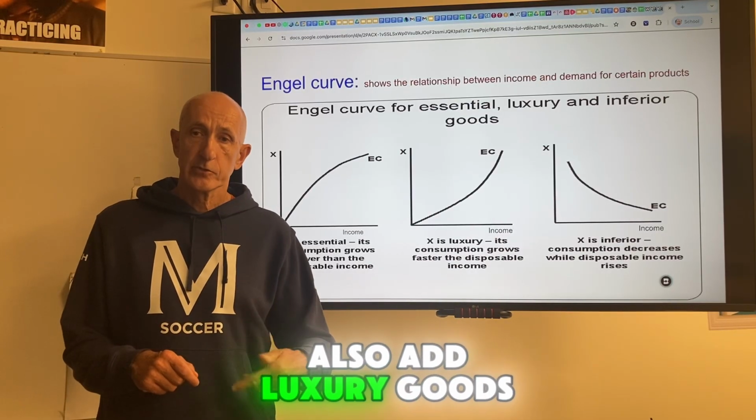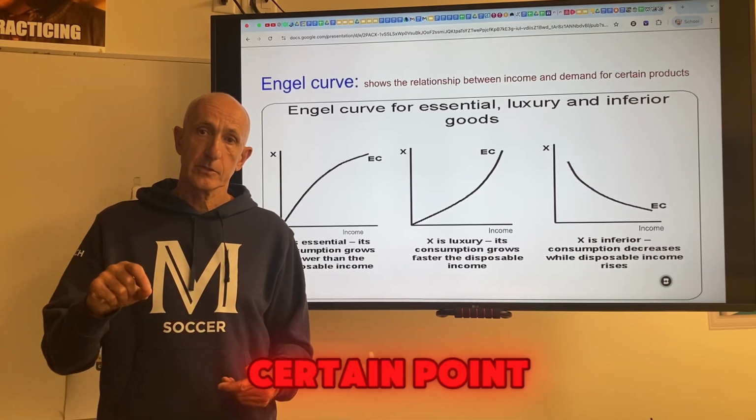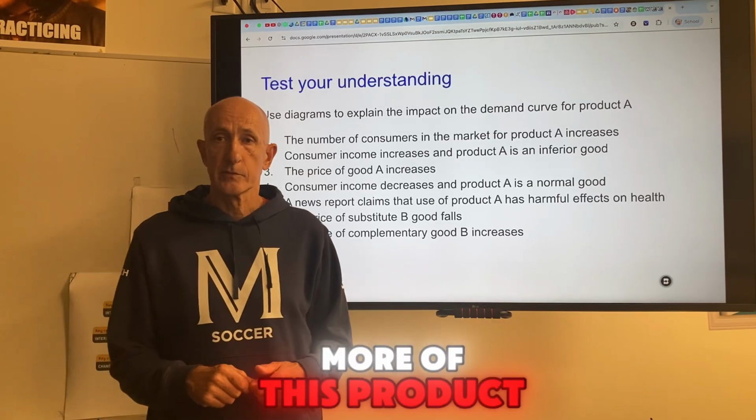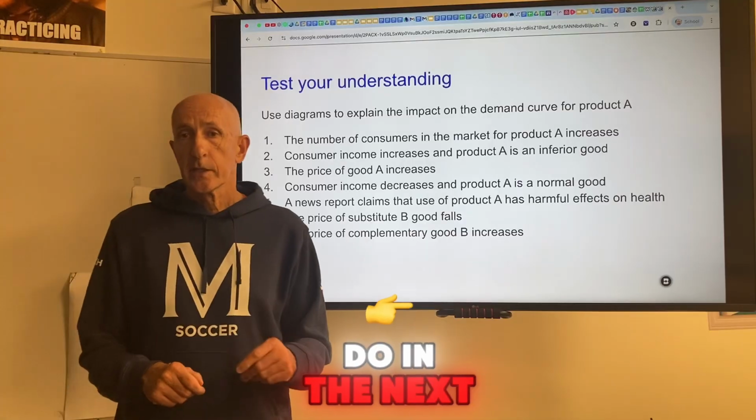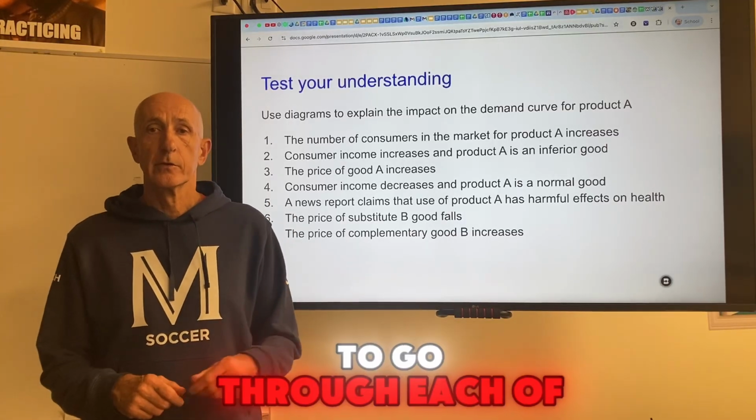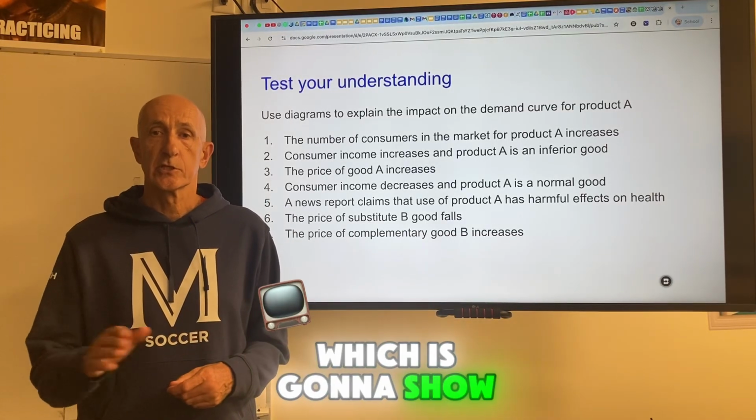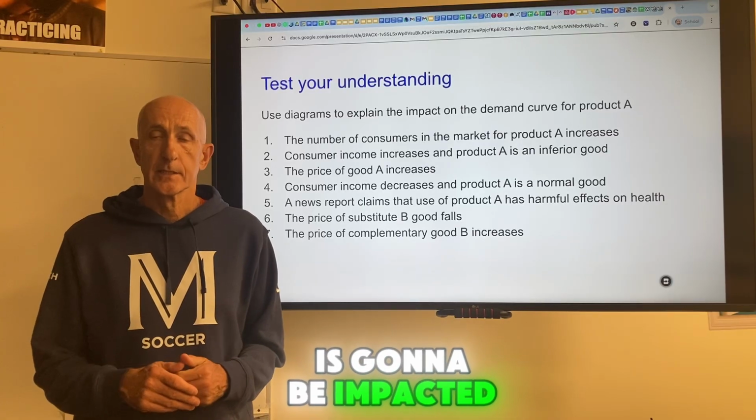And you can also have luxury goods in the middle, where as your income gets to a certain point, you'll buy a lot more of this product. So what I'm going to do in the next few slides is to go through each of these questions, which is going to show you how the demand is going to be impacted.